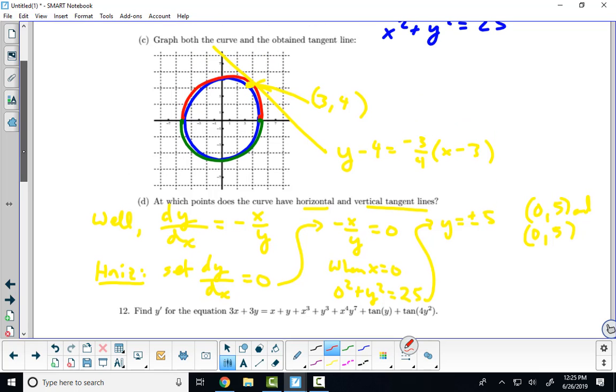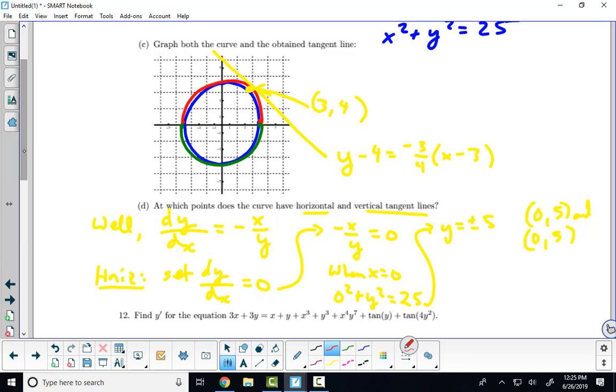Does that fit with the graph that we're looking at? Yeah. Go to 0, 5. Do we have a horizontal tangent line? Yes, indeed. Go to 0, negative 5. Do we have a horizontal tangent line? Yeah. How did we do that again? We set the derivative equal to 0 to find out where the slopes of the tangent lines were 0.